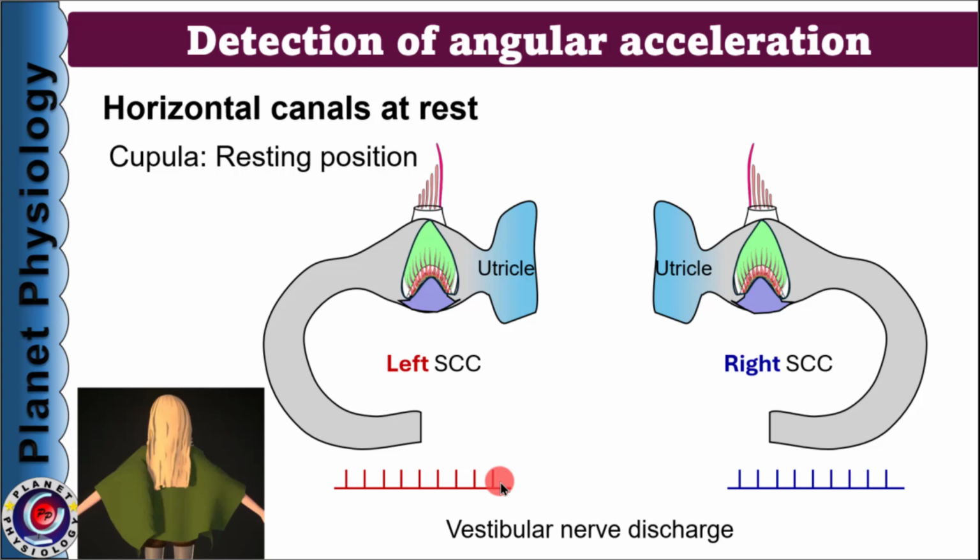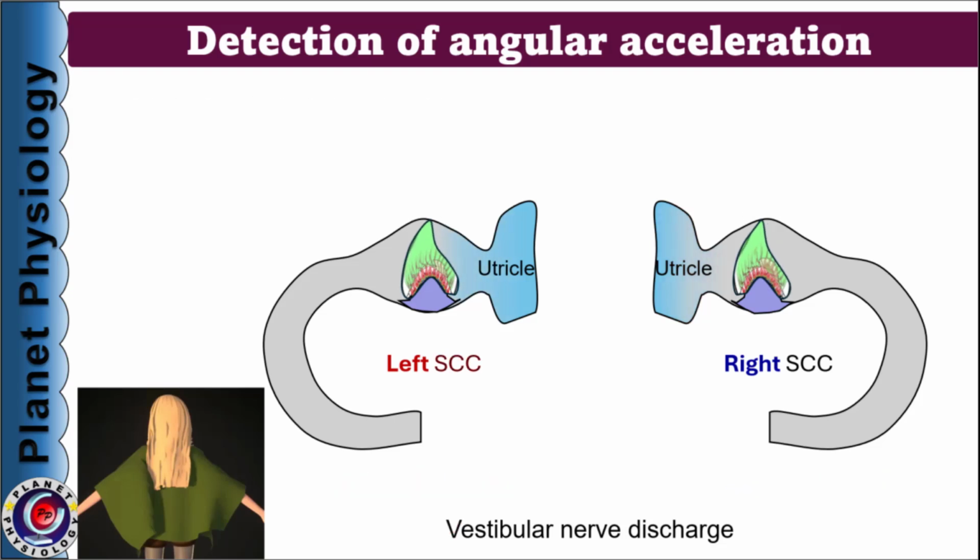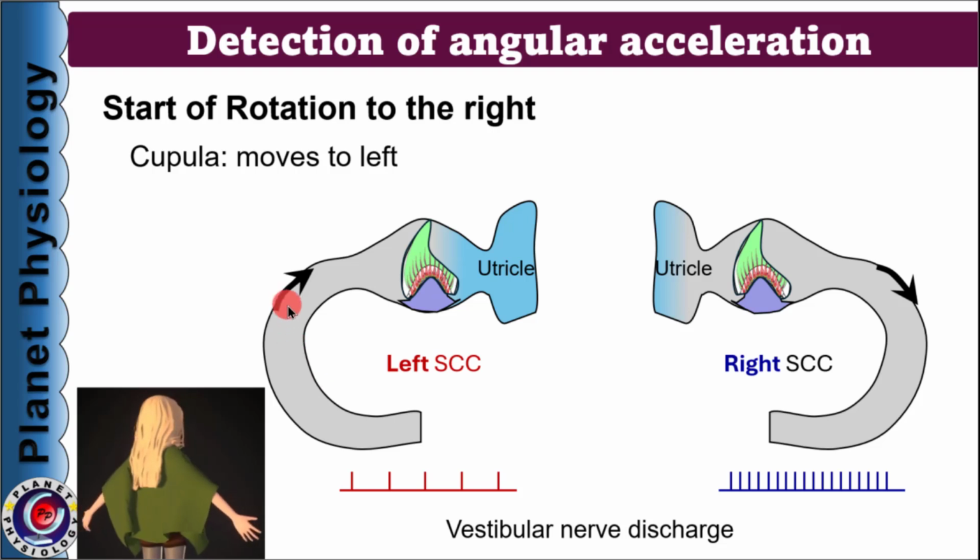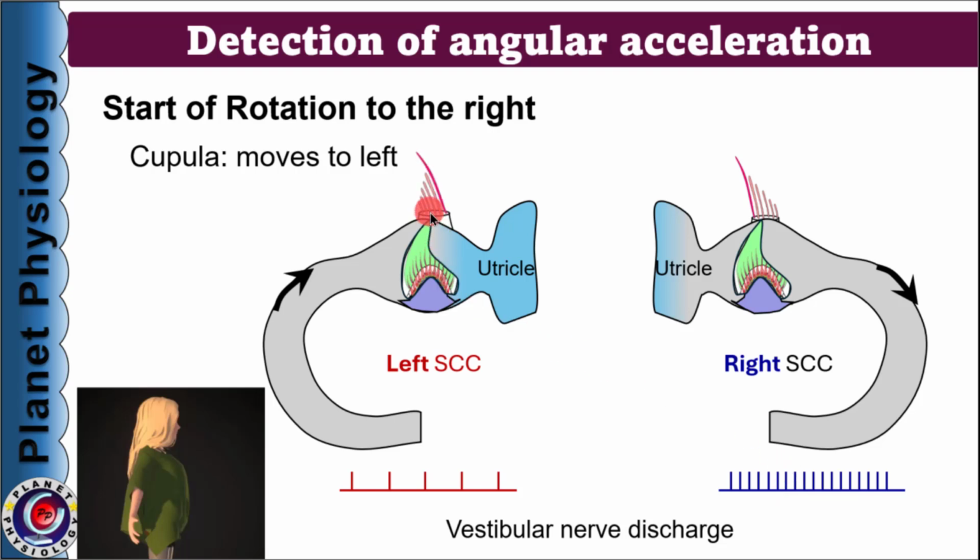As the head begins to rotate to the right, the bony canals also move to the right. However, endolymph inside lags behind due to its inertia, causing bending of the cupula to the left. In the right canal, this bending moves the stereocilia towards the kinocilia, exciting the hair cells and increasing the impulse frequency. In contrast, in the left canal, the stereocilia bend away from the kinocilia, inhibiting the hair cells and decreasing the impulse frequency.